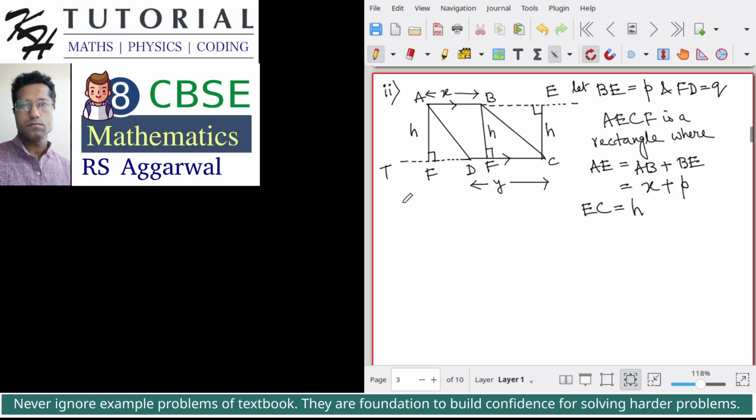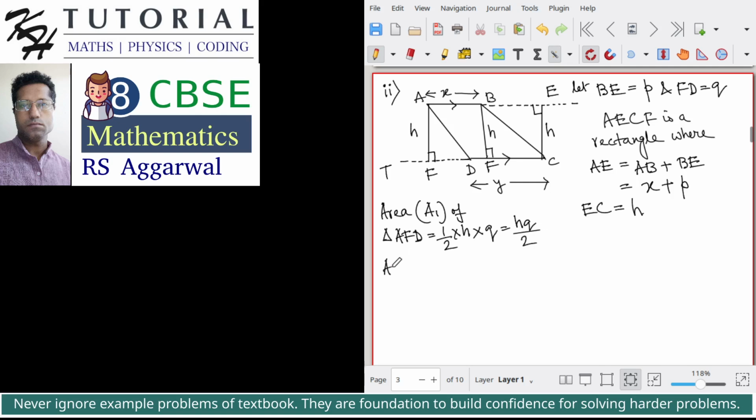Okay. Now, area, let's say A1 of triangle AFD is equal to half into H. The altitude of the triangle AFD is H multiplied by the base FD, which we have assumed to be Q. So this is HQ by 2.